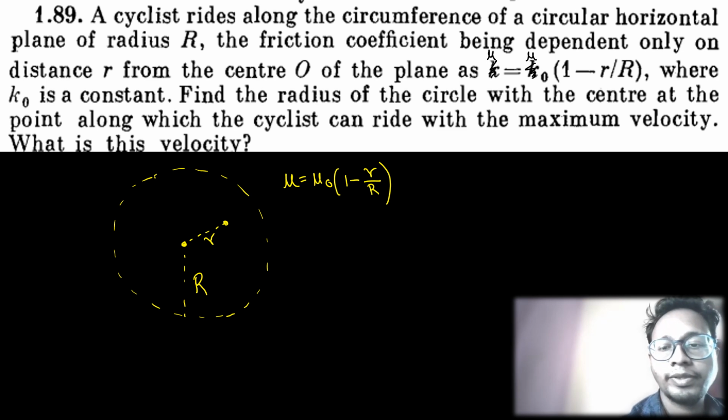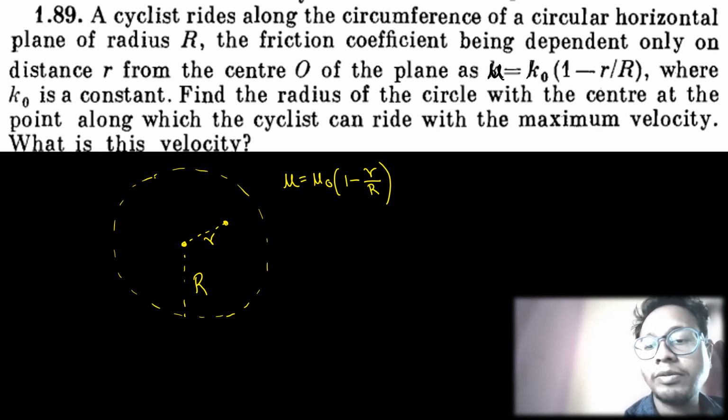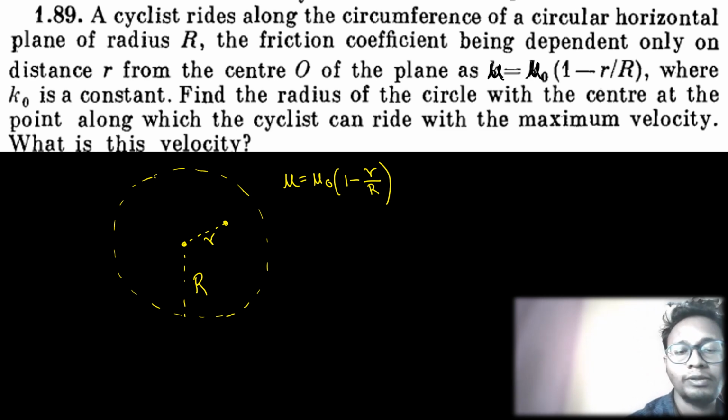Okay, let me do this in a better way. Out here coefficient of friction mu is equals to mu naught. Okay, now the question is asking a cyclist has to travel in a circular path. Okay, the cyclist has to travel in a circular path in this field.